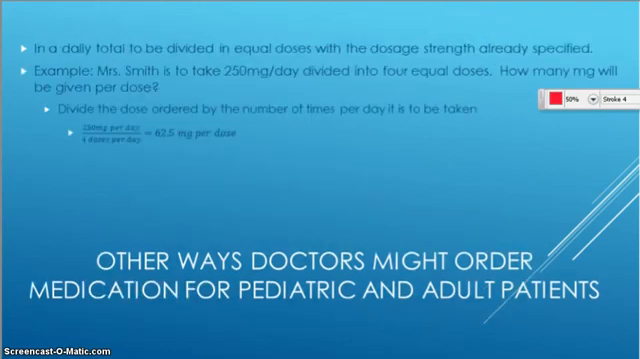We could also have a total daily dose where they already give you the strength specified. Here's an example where Mrs. Smith is taking 250 milligrams a day. We're dividing it into 4 equal doses, and we want to know how much per dose. So we're just going to divide 250 by 4, and that gave us 62.5 milligrams per dose.